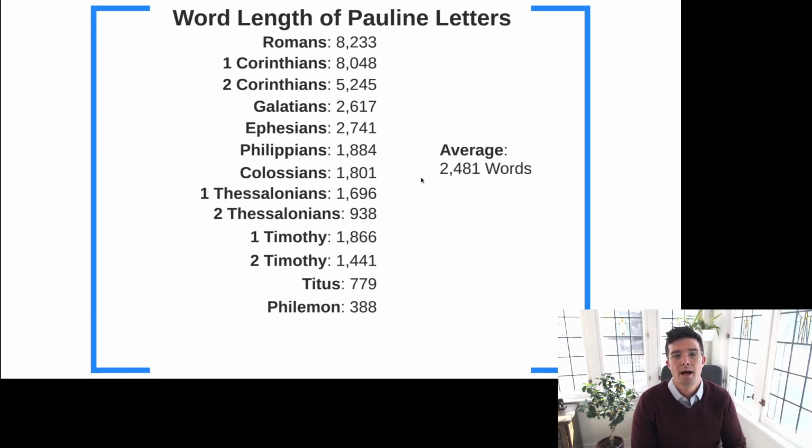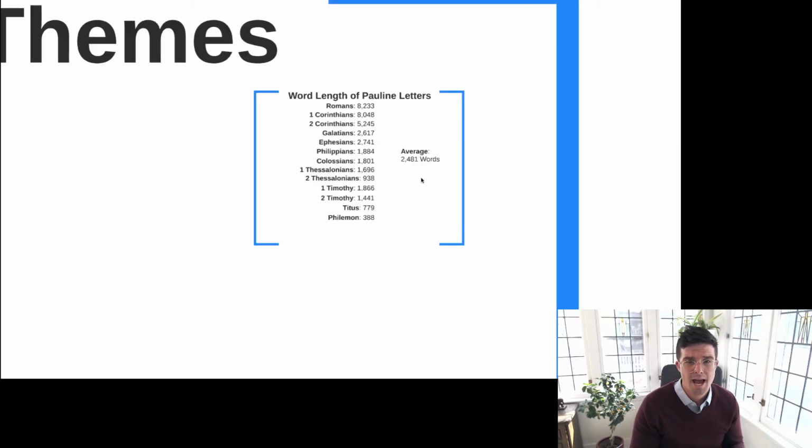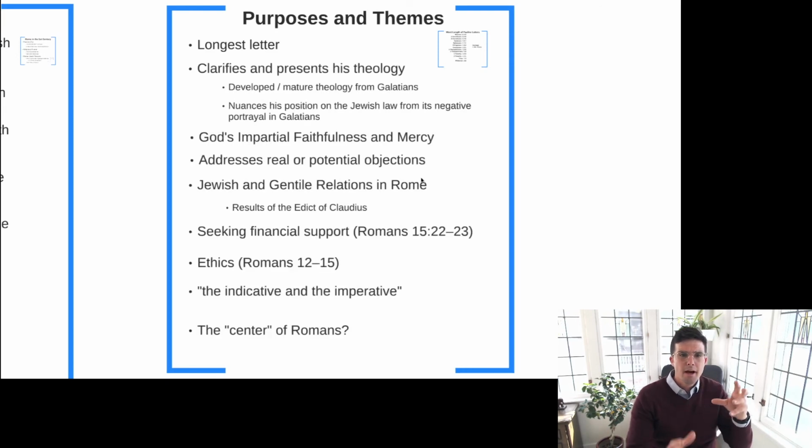So you see here, in canonical order, the Pauline epistles roughly corresponding to the length of the letter. This is how canonically Paul's letters were organized, largely by length. I give you over on the side that the average length of a Pauline letter is 2,481 words. The letter to Romans is not quite 4 times as large as that, but close to that. So it is much longer than Paul's average letter. And here I've given all of the different possibilities for Paul's purposes, as well as some of the themes that come out in Romans.